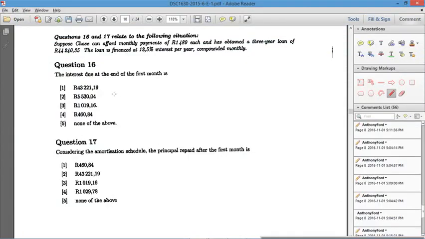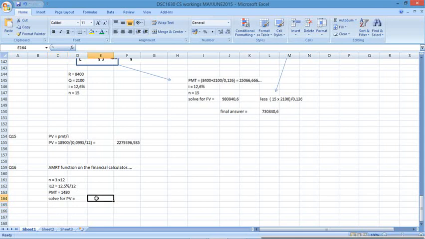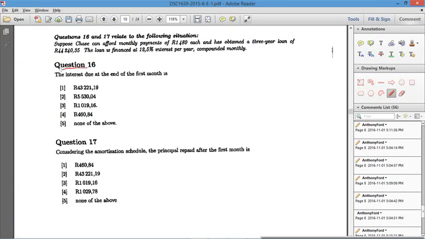Okay, so I'm solving for PV. We know what the PV is supposed to be: 44,240.35. But remember, I need all those variables in the calculator first before I can work out the actual amortization. Okay, and if I solve for the interest, that's what they want, the interest due at the end of the first month. So it'll be 1, 1 on your calculator.